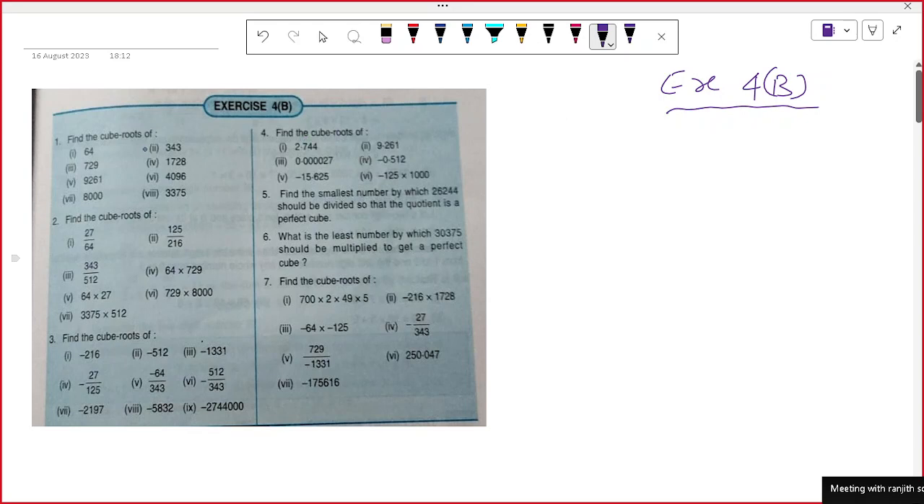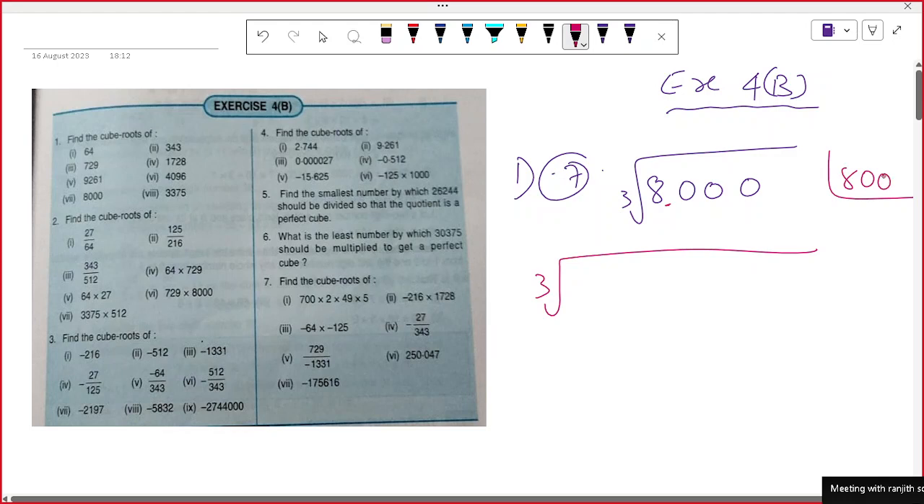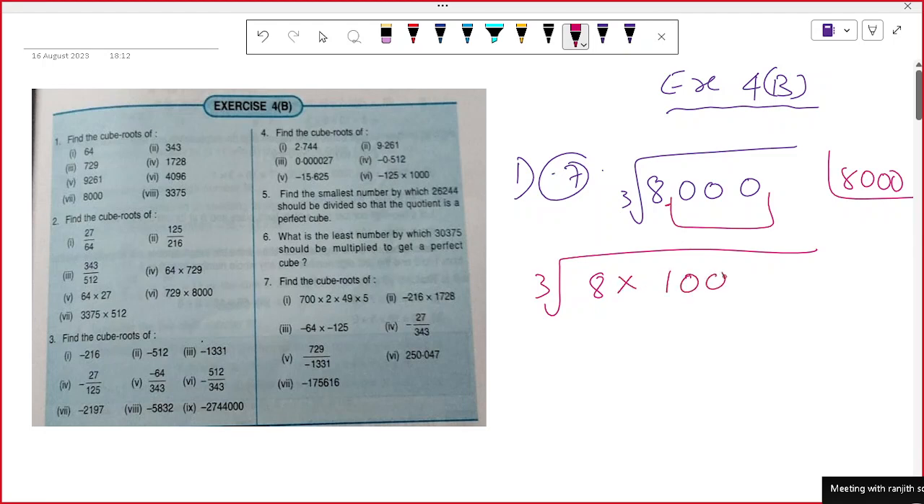Exercise 4B, first main, seventh question. How do you find the cube root of this? Whenever 8,000 with zeros is given, how do you split? There are two ways you can split and do, if not factorize 8,000. How do you split this? Sir, 10 into 1000. 8 into 1,000. Okay, 8 into 1,000. Next step.